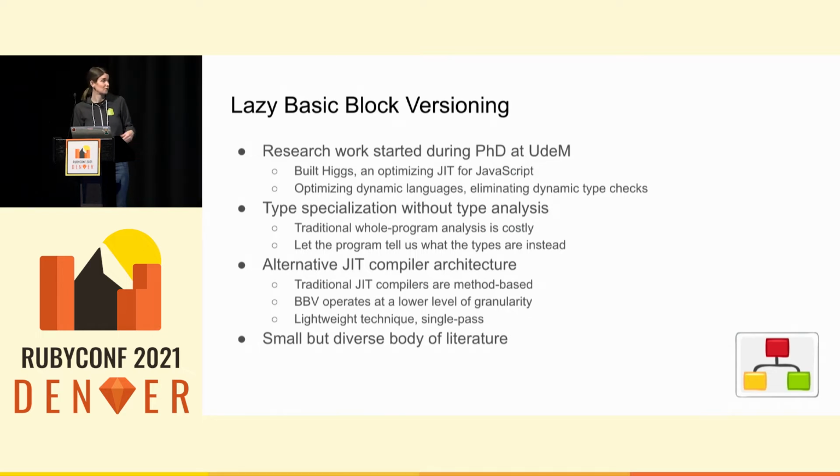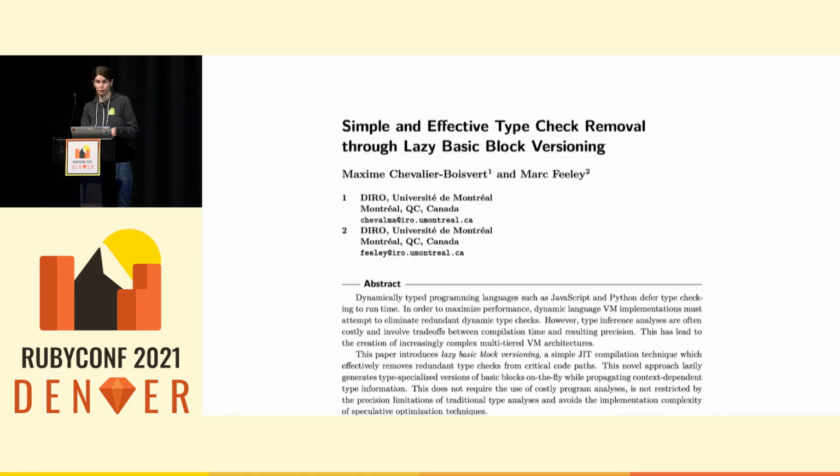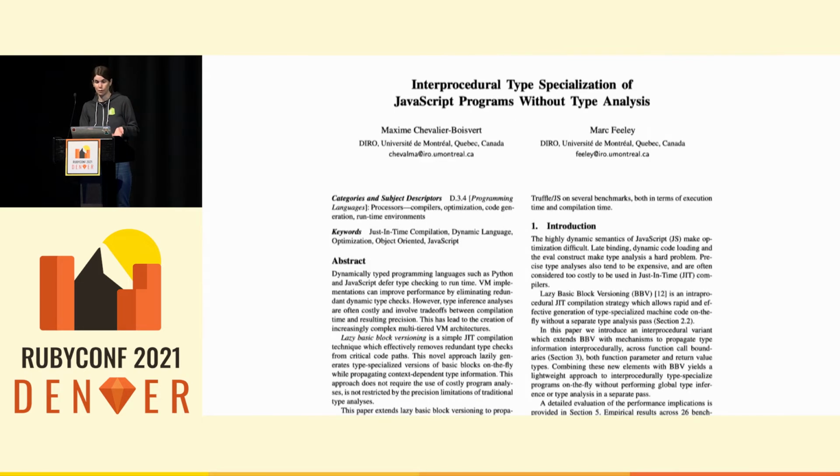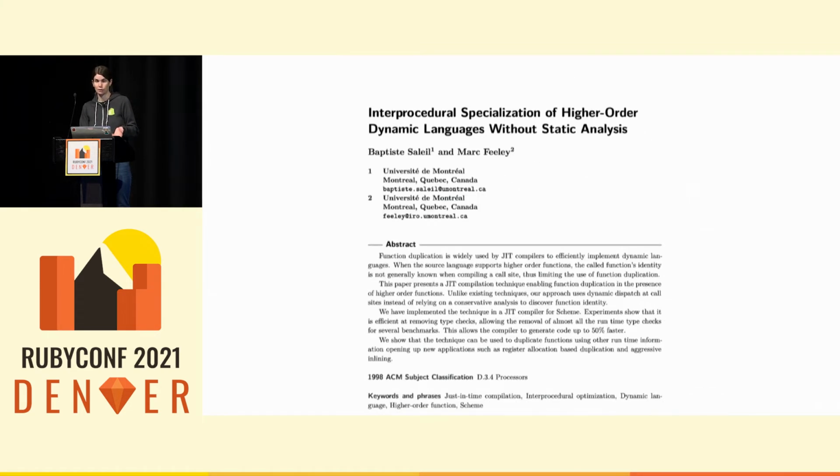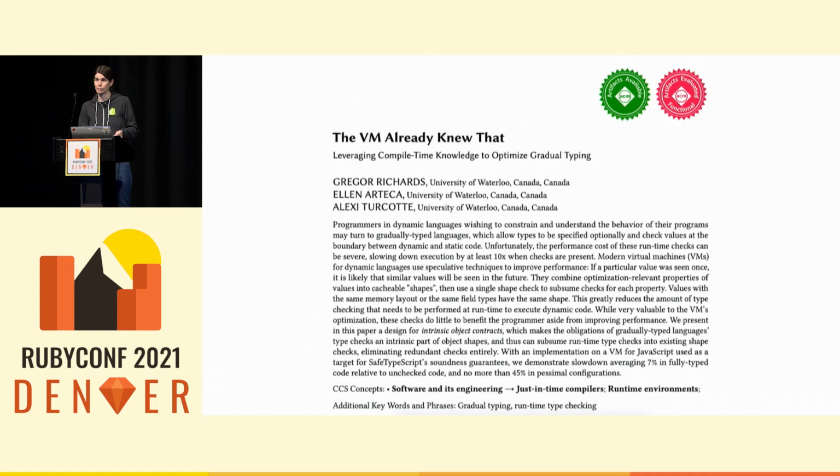Compilers like MJIT are typically method-based, which means that they compile entire methods at a time. With lazy basic block versioning, we work at a smaller level of granularity, that of basic blocks. So we compile only the bits of methods that actually get executed. And there's a small but diverse body of literature. The first paper we published about this was at ECOOP 2015, and it goes into the basics of how the technique works. Then we published a second paper about interprocedural extensions to this. There's also been a paper about using this technique to optimize functional programming languages such as Scheme, and also on how to optimize gradual typing.